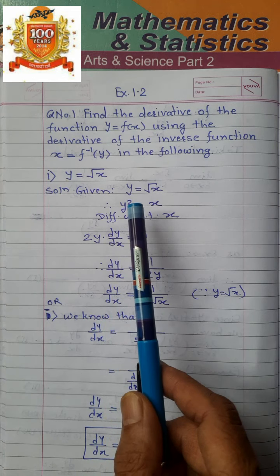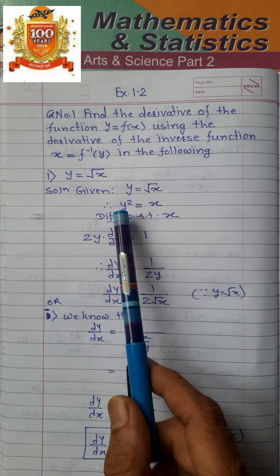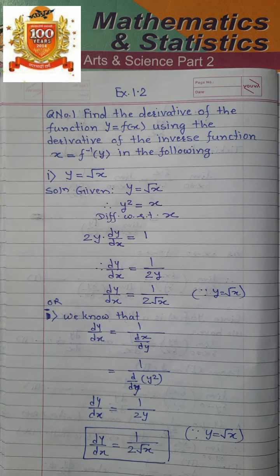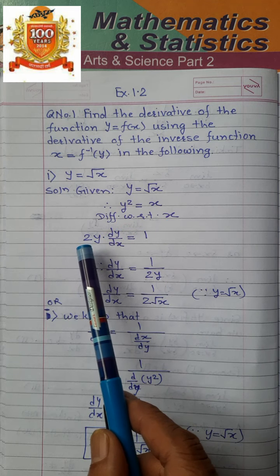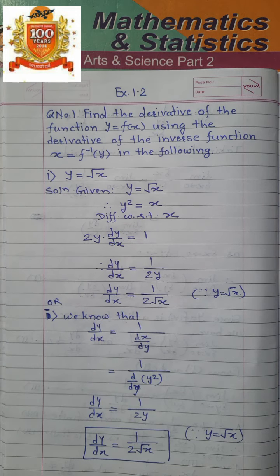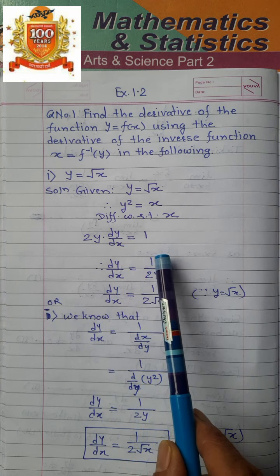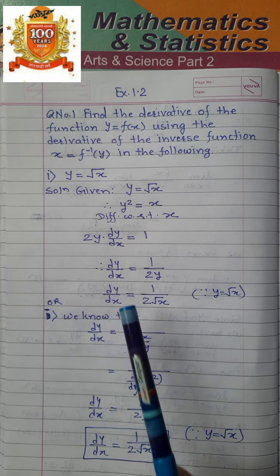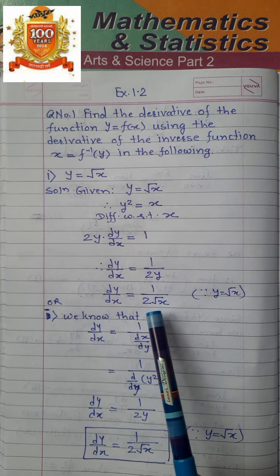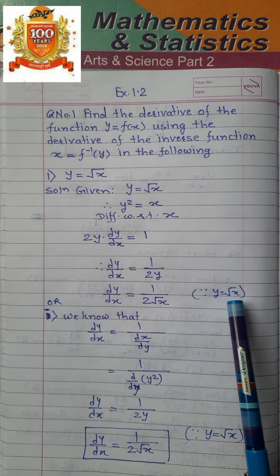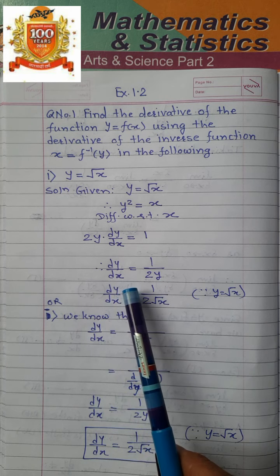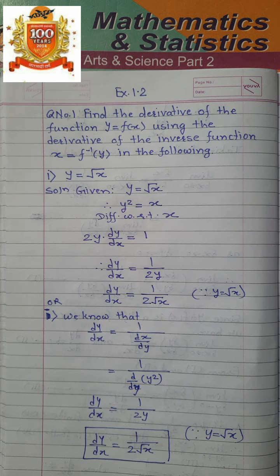Solution. y is equal to root of x. On squaring, we get y square is equal to x. Here, we differentiate with respect to x. We get 2y dy by dx is equal to derivative of x, which is 1. Therefore, dy by dx is equal to 1 upon 2y. Therefore, dy by dx is equal to 1 upon 2 root x, because y is equal to root x. This is one way of solving this question.